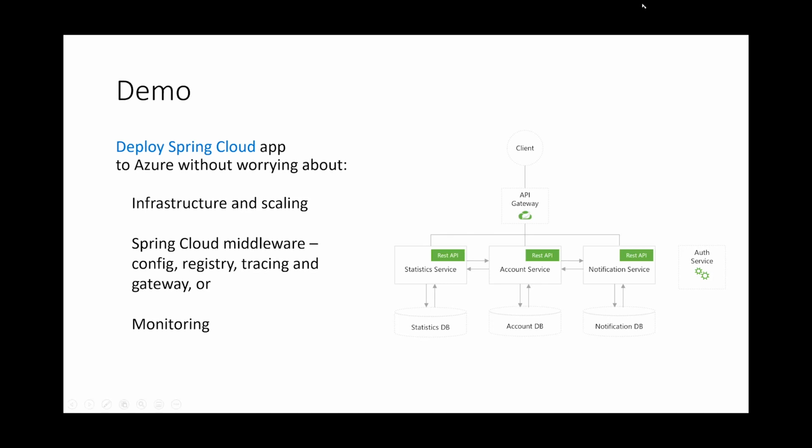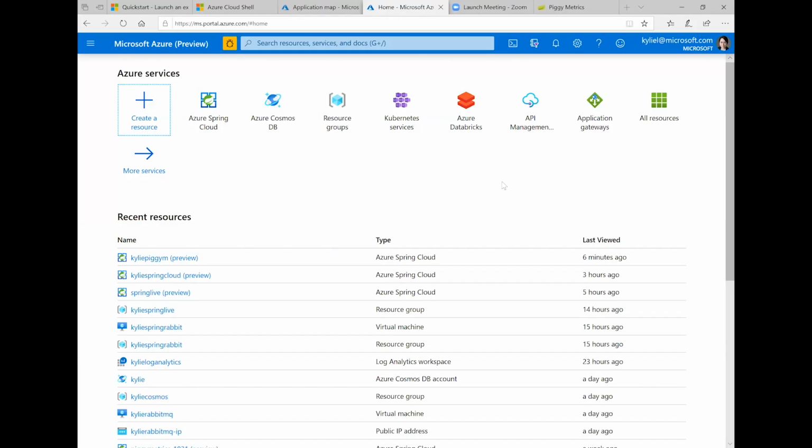Please allow me to switch to another window. Okay, I'm sharing my browser, and it shows our Azure portal. If you cannot see that, maybe you could raise that problem in chat window, then I could see how to debug that. Okay, so if no problem, then I will show you how to create one Azure Spring Cloud service first.